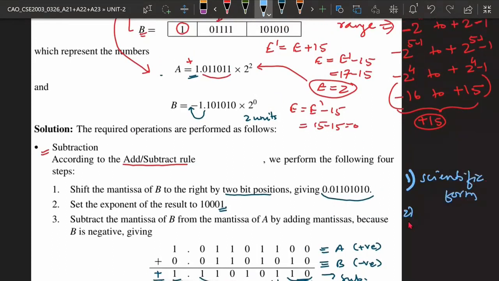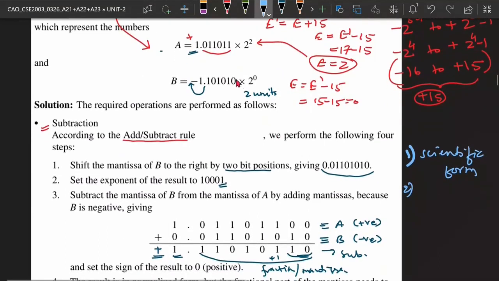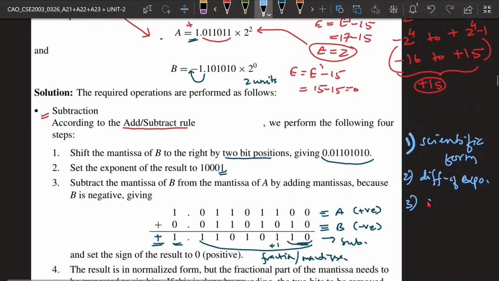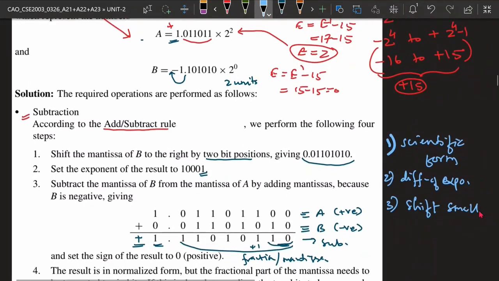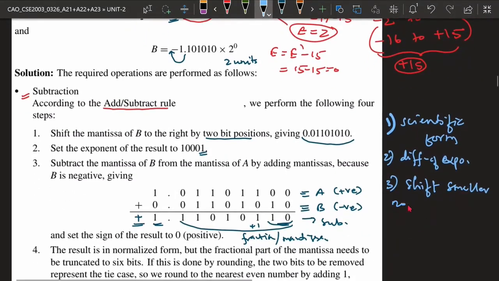The number should be in scientific form. Once it is in scientific form, we need to find the difference of the exponents. Then we need to shift the smaller number.